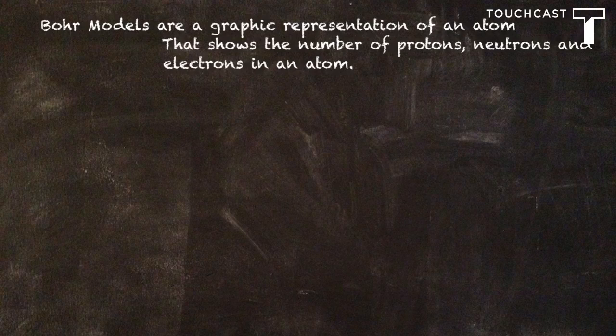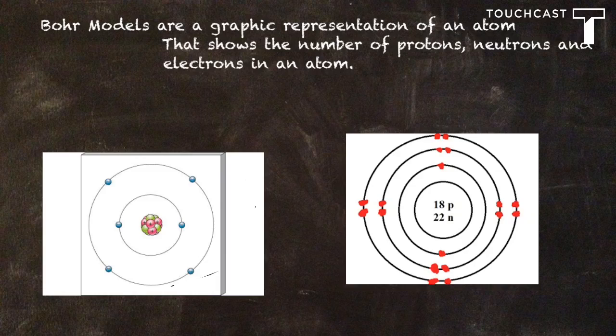They're a graphic representation of an atom that shows the number of protons, neutrons, and electrons that are in that atom. Here are two different examples of what Bohr models might look like. The one on the left shows you the different protons, neutrons, and electrons that are in the nucleus. On the right, it's just giving the numbers.